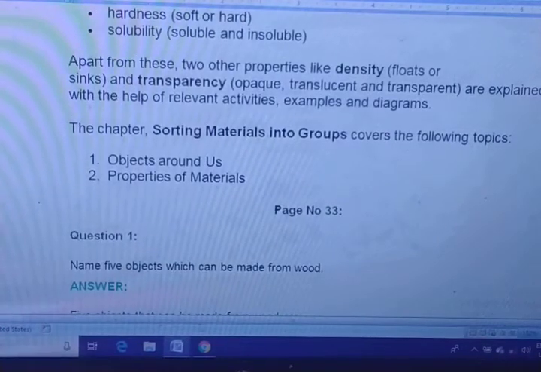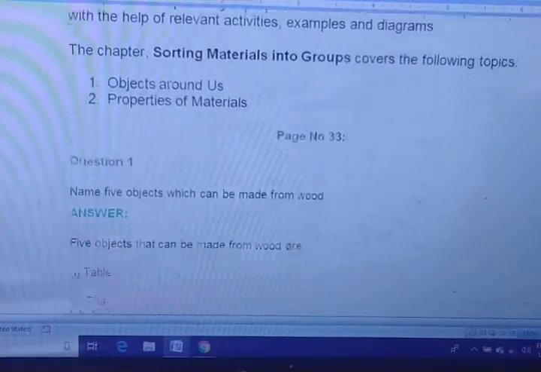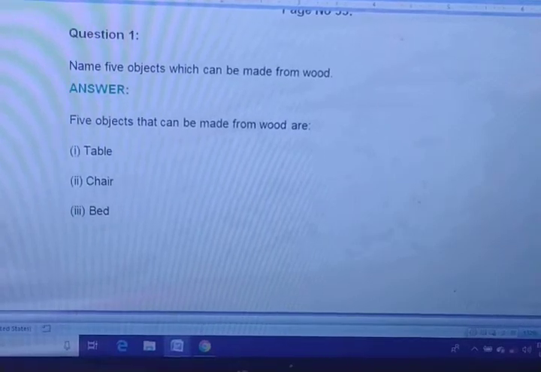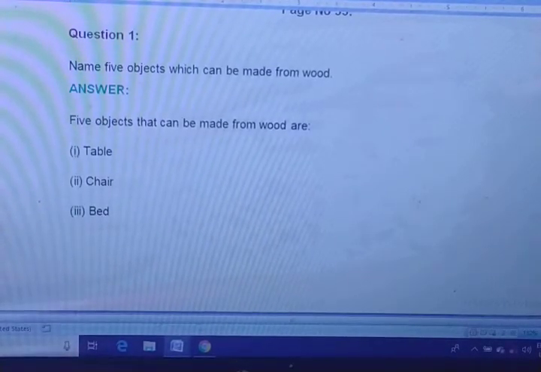Now we will move towards the page number 33 question answers. So I hope all of you have understood what things we have covered in this chapter. If you are having any type of doubt related to this chapter number 4, then just inform me.